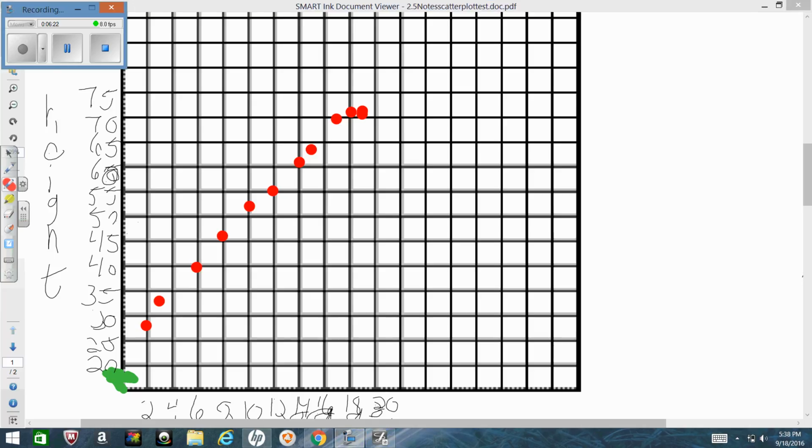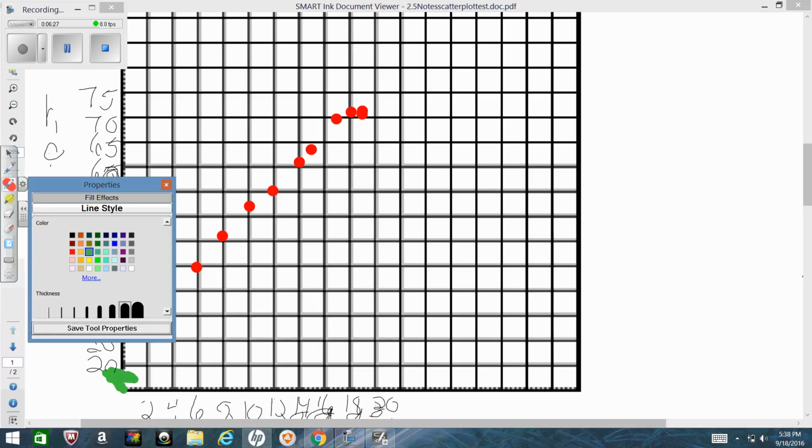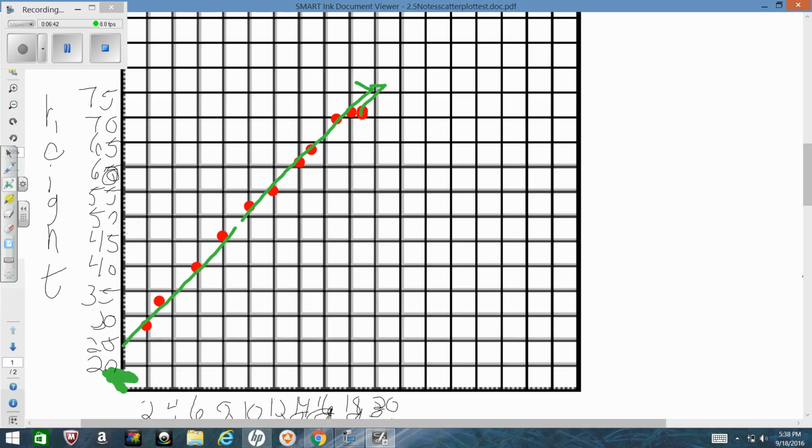So now we want to draw a line of best fit, and I'm going to do that in green for you. So you can save these, so we'll have these in green. When you're drawing your line of best fit, you want to have as many points to the left as to the right of your line of best fit. So again, I'm going to draw mine probably right through there would be my line of best fit.